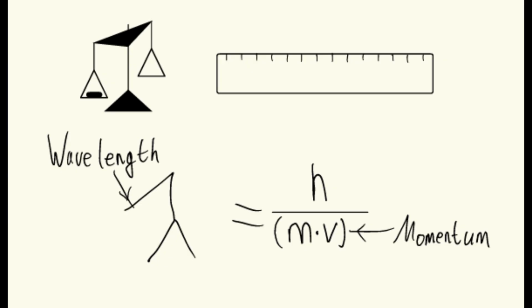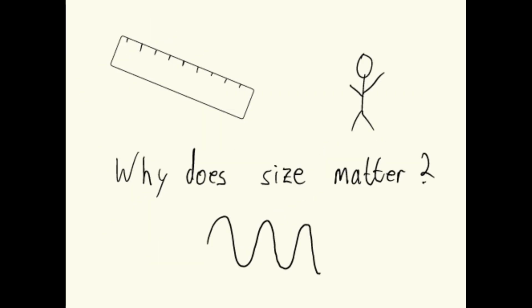According to De Broglie, every object can also be described as a wave whose wavelength is inversely proportional to the object's momentum. Naturally, an electron has a much larger wavelength than you because it has a much smaller mass. This brings us to the next very important question. Why does size matter?